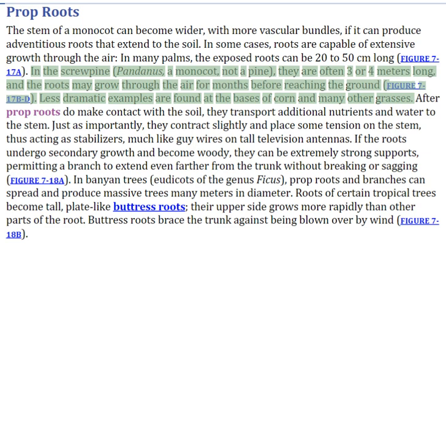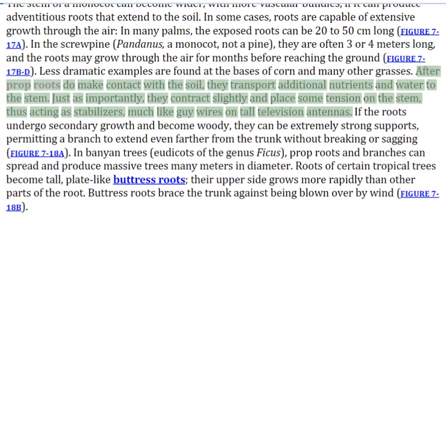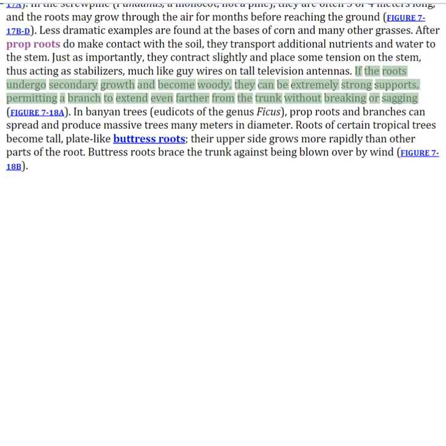Less dramatic examples are found at the bases of corn and many other grasses. After prop roots do make contact with the soil, they transport additional nutrients and water to the stem. Just as importantly, they contract slightly and place some tension on the stem, thus acting as stabilizers, much like guy wires on tall television antennas. If the roots undergo secondary growth and become woody, they can be extremely strong supports, permitting a branch to extend even farther from the trunk without breaking or sagging.